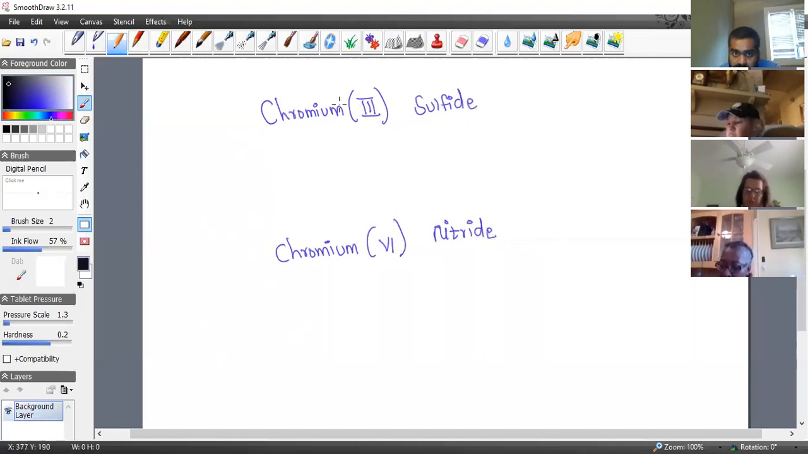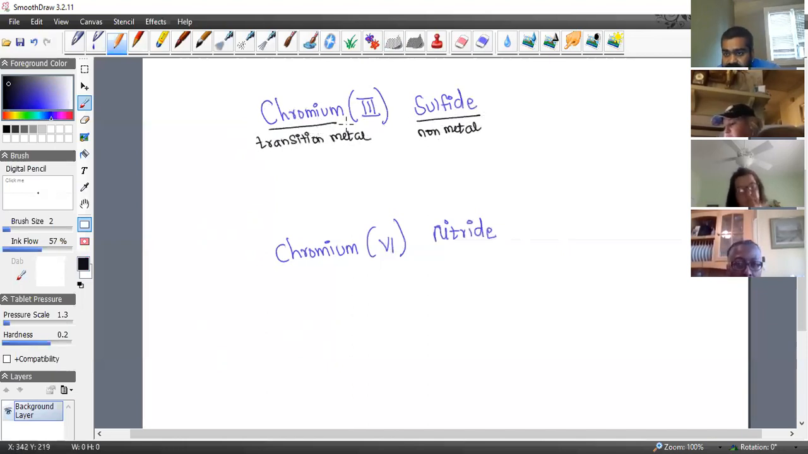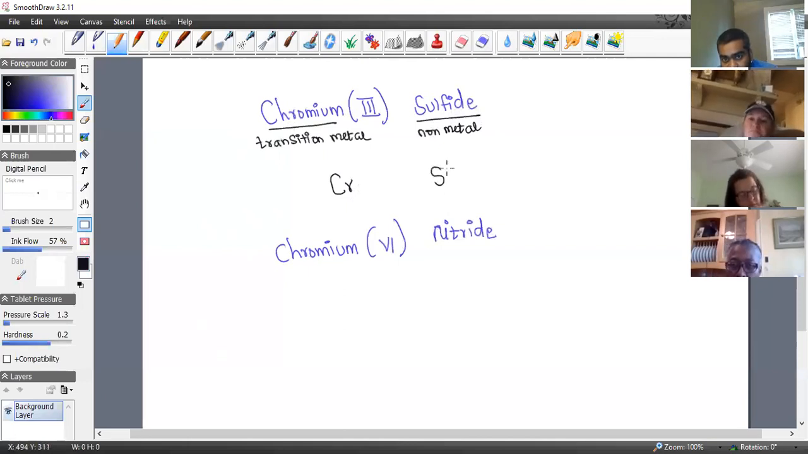So let me work out one for you. Because chromium is a transition metal, it means they have varying oxidation numbers or varying positive charges. That's what it really means. The transition metal, this is a non-metal. Very good. So what this means is that you still do the same, write your symbols. Chromium is not CH. Some students do write CH, it's Cr. Sulfide comes from sulfur, so that is S.